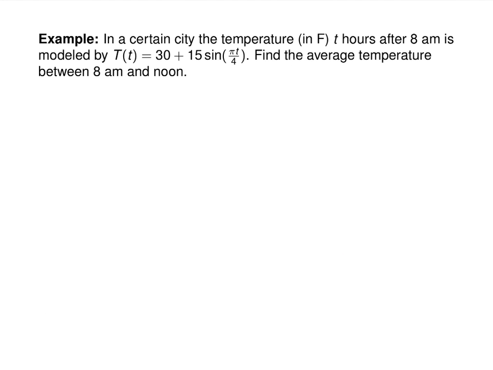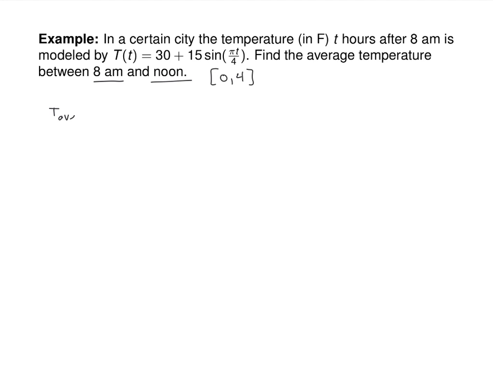All right, here's another one with temperature. In a certain city, the temperature, this time in Fahrenheit, T hours after 8 a.m. is given by this function. Find the average temperature between 8 a.m. and noon. So in this counting system, 8 a.m. corresponds to a time of 0, and noon will correspond to a time of 4. So the interval we have is 0 to 4.